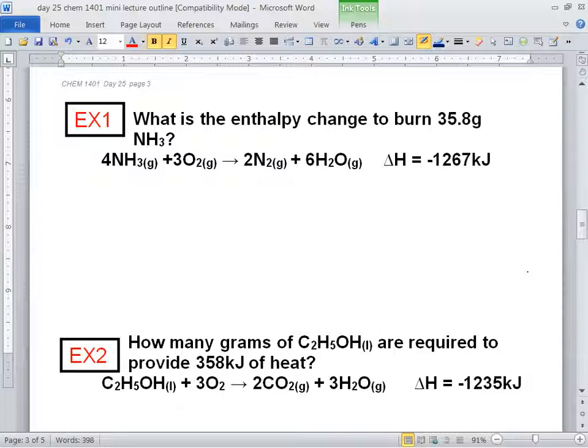Let's try the first one. What is the enthalpy change to burn 35.8 grams of ammonia?